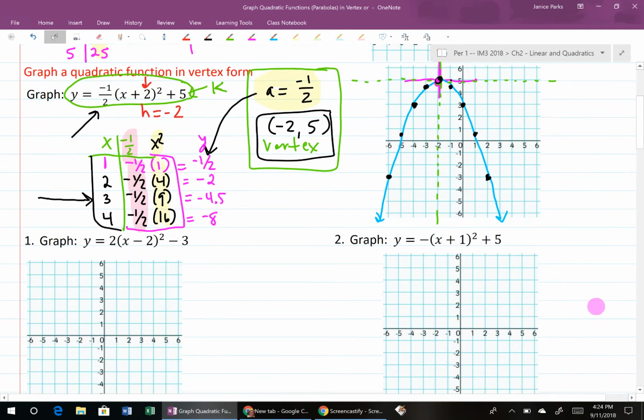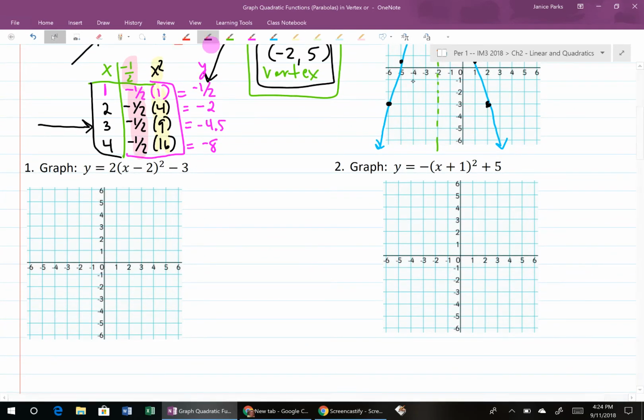I'm going to do these 2 other problems. For this problem, the a value is 2. That means it's going to be twice as tall as it normally is. The vertex is 2, negative 3, and those numbers come from here. So I'm going to go to point 2, negative 3. Okay, and then if you ignore the h and the k, then the y is equal to 2x squared, which you basically got rid of this number and got rid of that number.